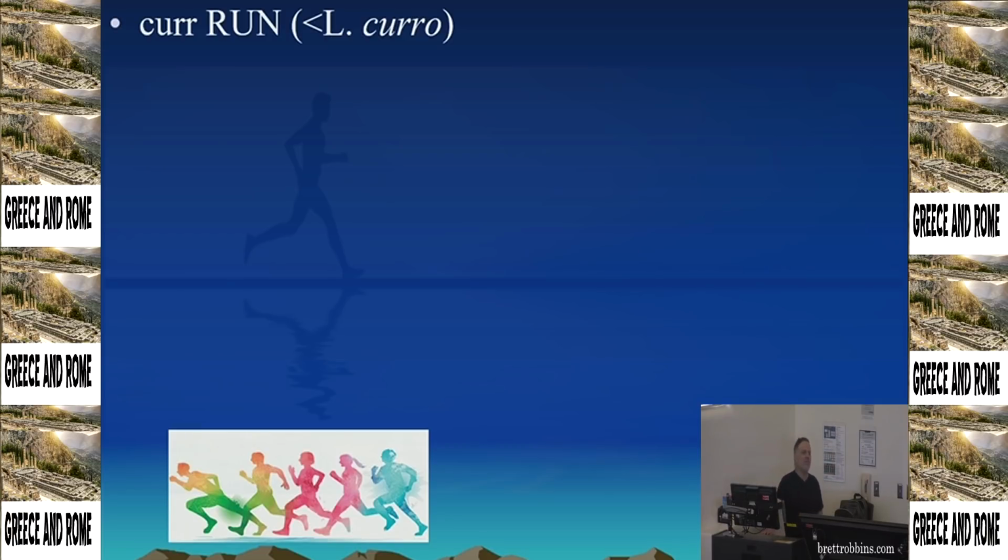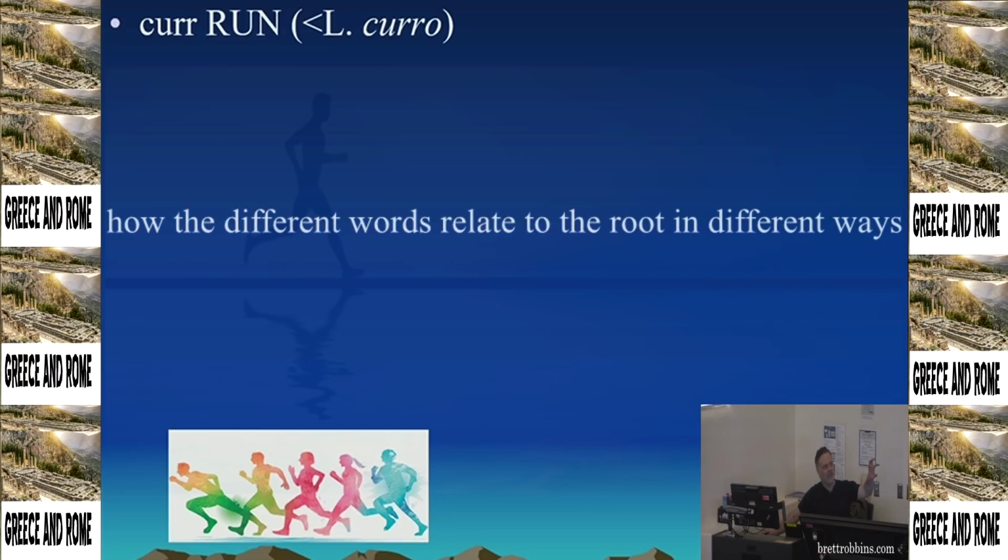Okay, so what do I want you to do? It's paying attention to how the different words relate to the root in different ways. So you have this one root that goes back to one word and then, more or less one idea corresponding to that word in ancient Greece or in ancient Rome, or both. Okay? And then the question is, how did that one root translate into English by being imported into it and having English words derived from it?